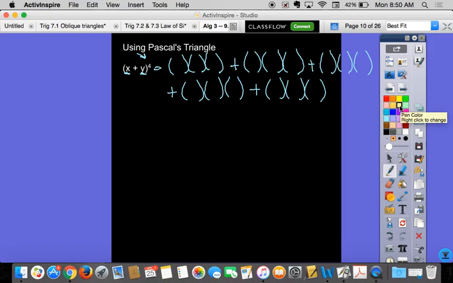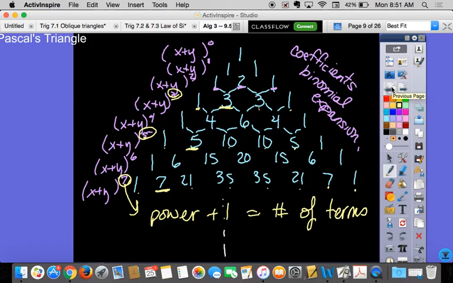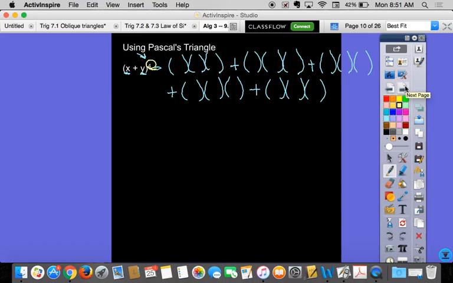Now, if you will look at Pascal's triangle for 4, let me flip back. 4 has 1, 4, 6, 4, 1. Okay? 1, 4, 6, 4, 1. There we go. That's where the coefficients go. They were the first placement. That's why you need the triangle.